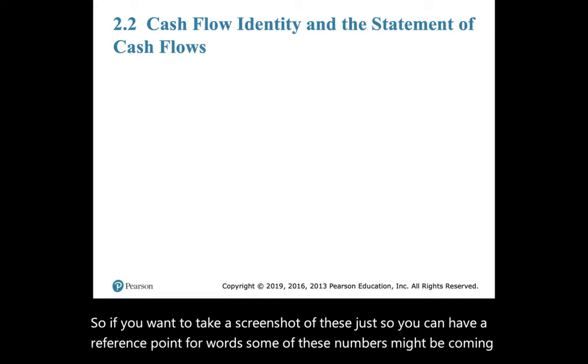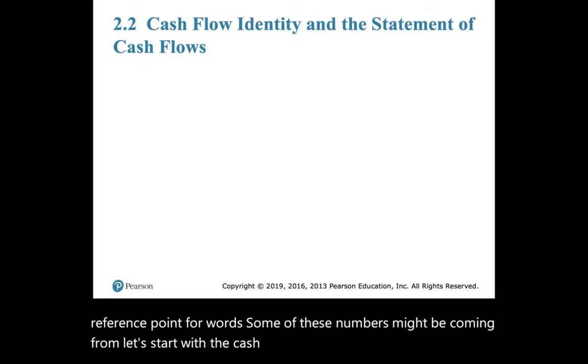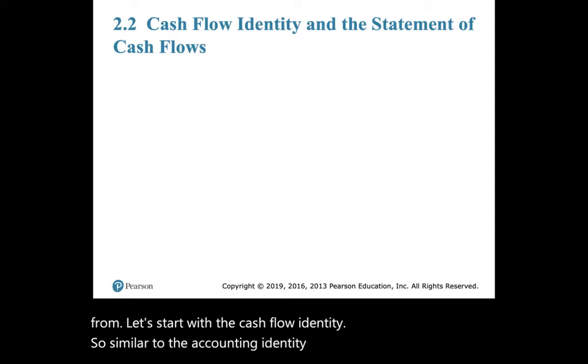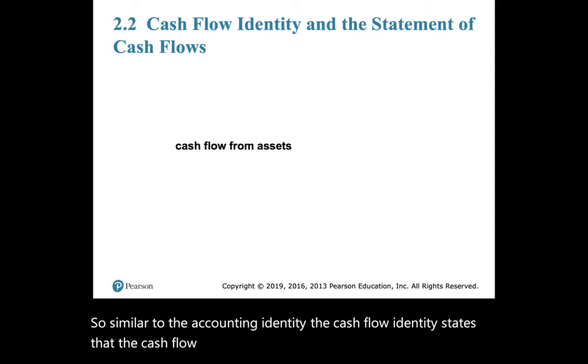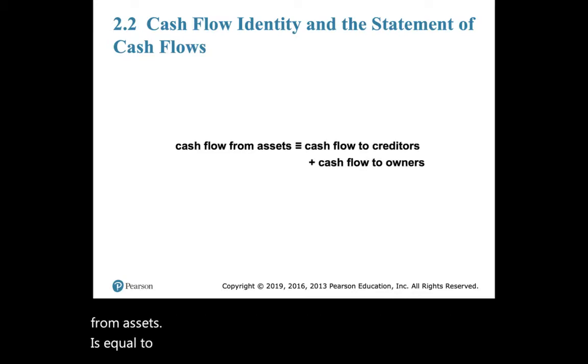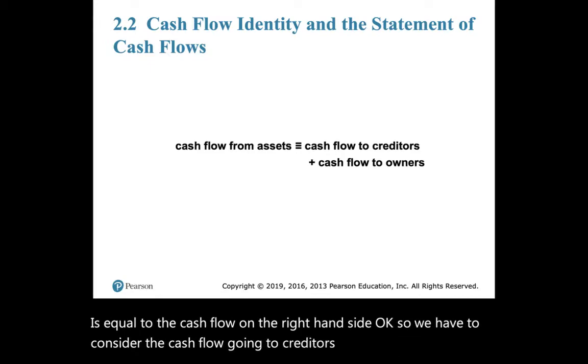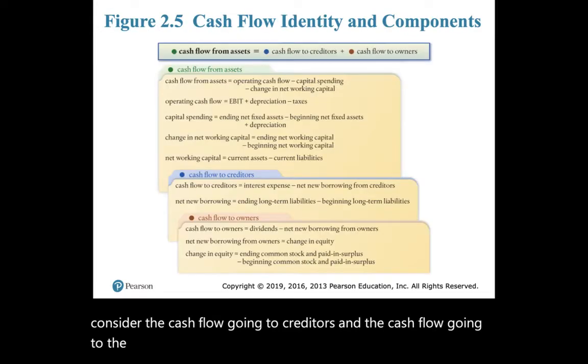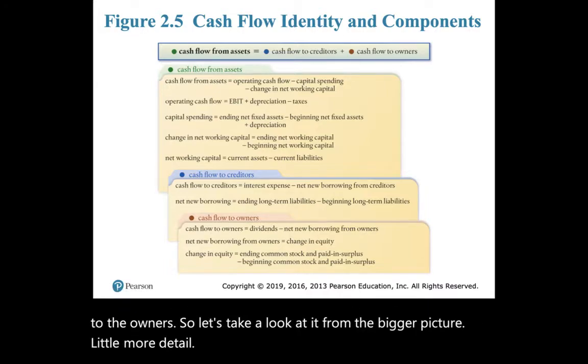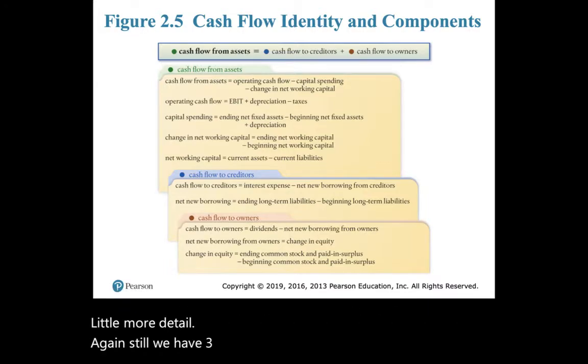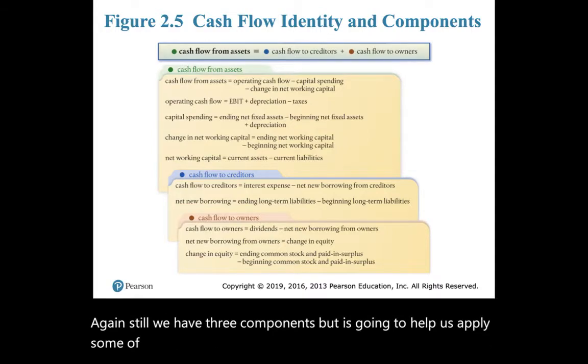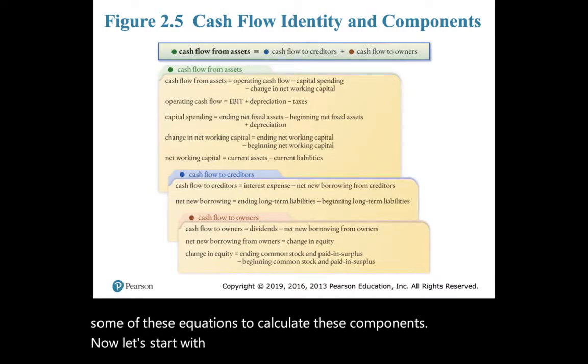Let's start with the cash flow identity. So similar to the accounting identity, the cash flow identity states that the cash flow from the left-hand side, which is our cash flow from assets, is equal to the cash flow on the right-hand side. Okay, so we have to consider the cash flow going to creditors and the cash flow going to the owners. So let's take a look at it from a bigger picture, a little more detail. Again, still we have three components, but it's going to help us apply some of these equations to calculate these components. Now let's start with the cash flow from assets.